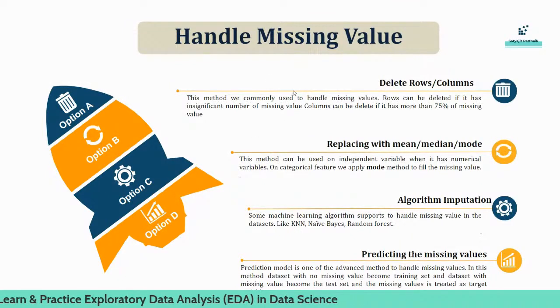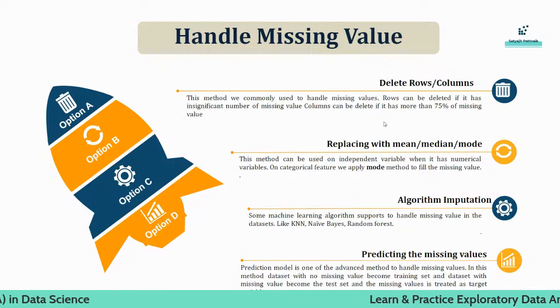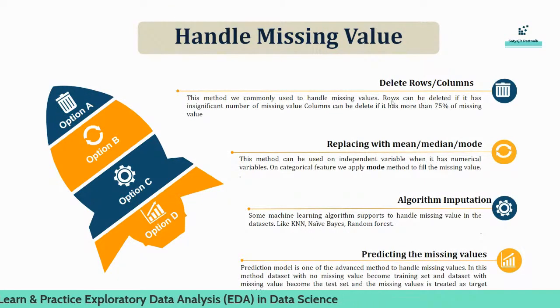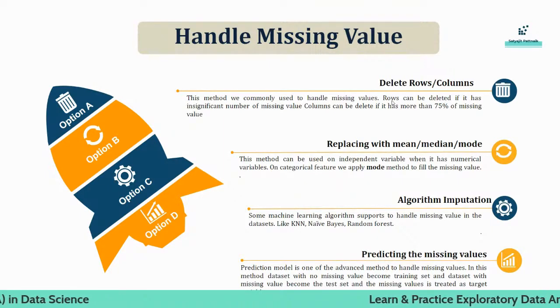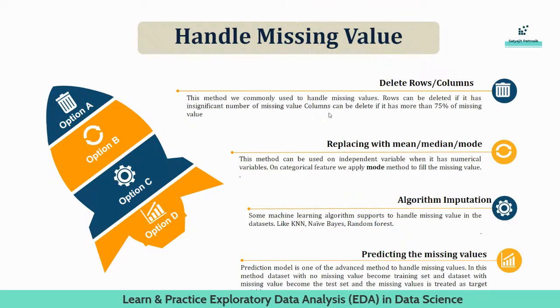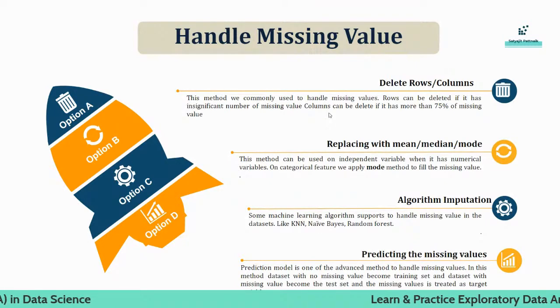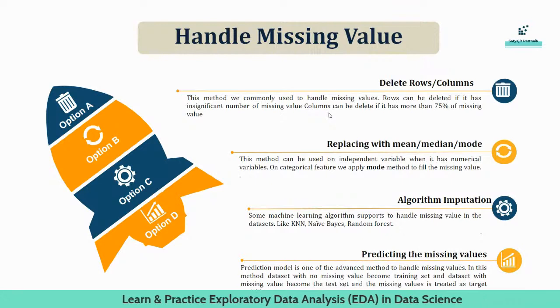All these questions come into the picture. Okay, handling missing values, I think overall I have covered everything, but I'll just go through this slide in case I have missed anything. Delete rows or columns is the method we commonly use to handle missing values. Rows can be deleted if they have an insignificant number of missing values. Columns can be deleted if they have more than 75% missing values. One disclaimer here: if the column is not related to any other column, then you can probably delete it. But it is always advisable to consult your domain knowledge peers and see.